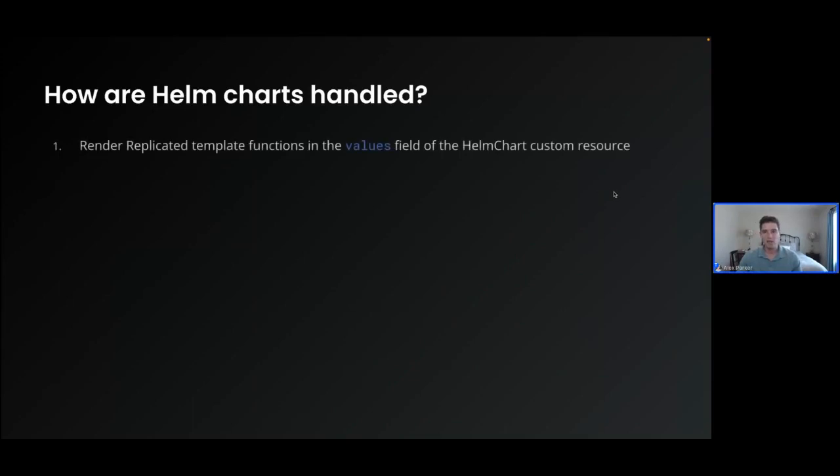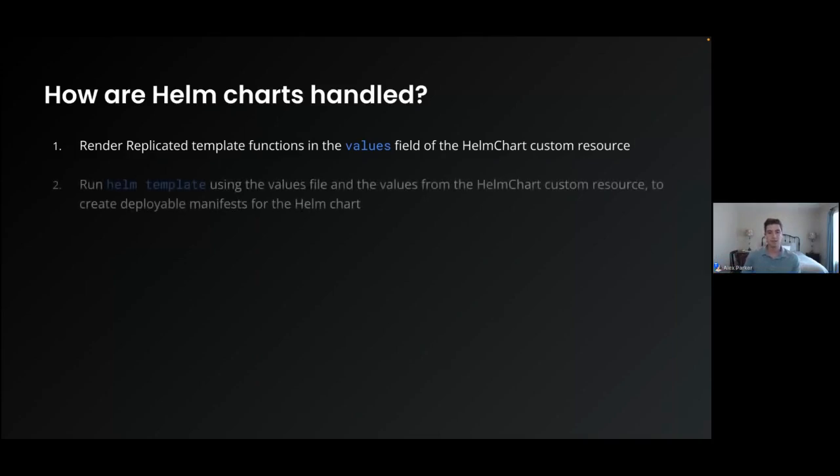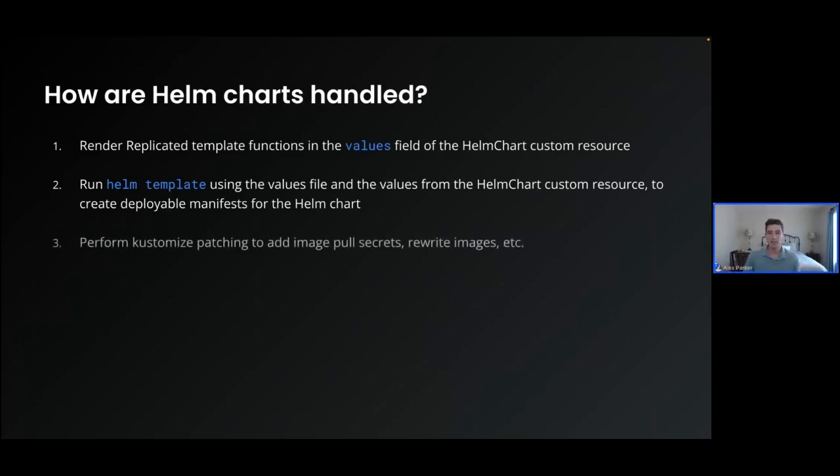So to recap how the Helm charts are handled, first, render the template functions in the values field of the Helm chart custom resource. So that's how you're going to map things from your config or your license into the values of the Helm chart. Then we run Helm template using both the values file from the chart itself and those values from the Helm chart custom resource that you templated in. And by running Helm template, we get a set of deployable manifests for that Helm chart. Then we perform the customized patching to add the pull secrets, rewrite the images, the backup labels, etc.